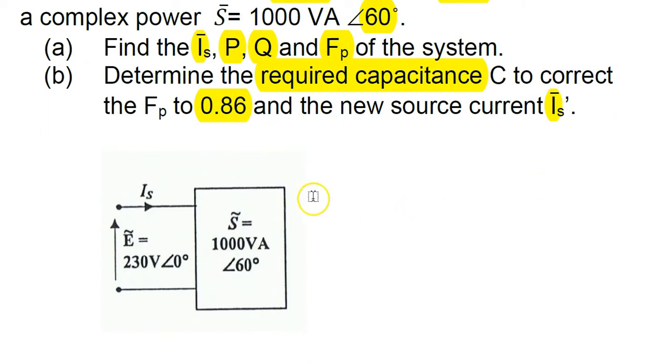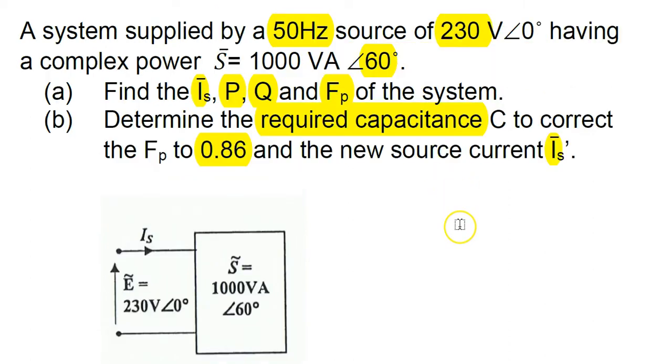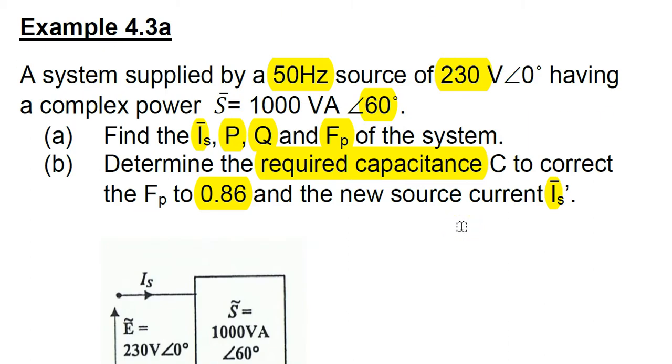So the circuit can be seen as follows: a black box that has a complex power of 1000 VA at an angle of 60 degrees. We apply 230 volts into the system, and we want to calculate all these parameters. Okay, so let's see how we do this.